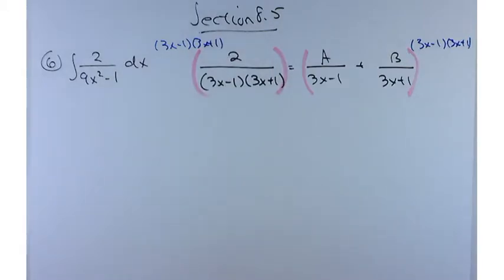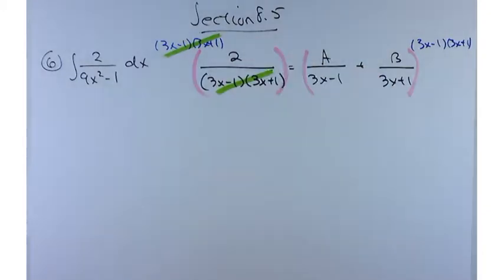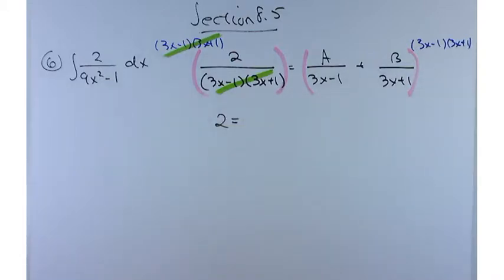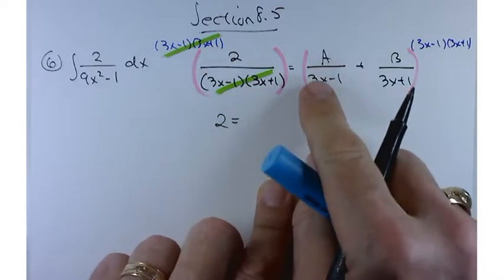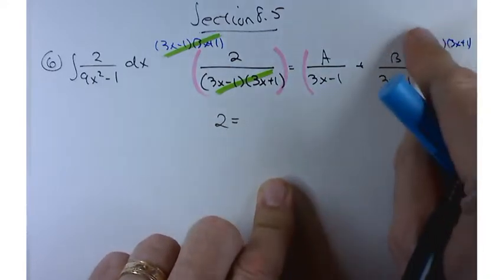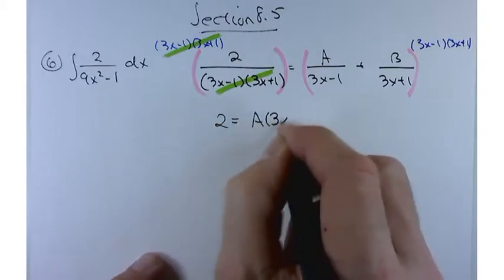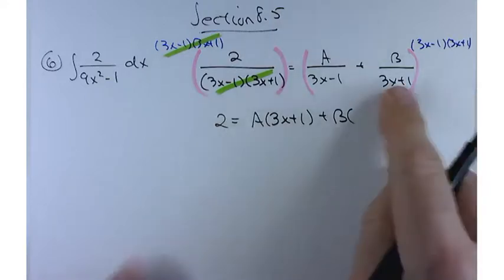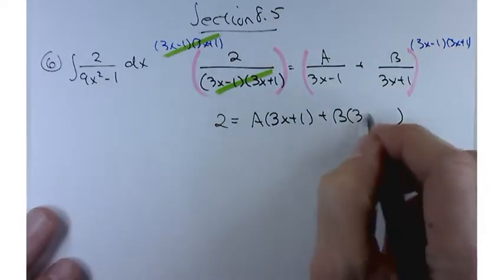And I'm hoping it's very clear that on the left-hand side we get some marvelous cancellation. That just leaves us with a 2. On the right-hand side, we're also getting some more cancellation. Let's just do it by eyeballing it. 3x minus 1 will cancel with a 3x minus 1. It leaves me A times 3x plus 1, plus B times 3x minus 1.